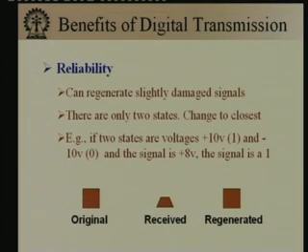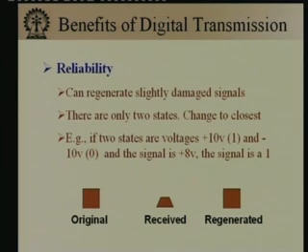So, let us look at this regeneration of digital signals once more. We say that it is reliable because it can regenerate slightly damaged signals. Since there are only two states, for example, this is the original signal which is a square kind of thing, which is grossly distorted as it is received. This has become weaker in strength, and the shape has also been deformed, but we can regenerate it, since we know that the original shape of the signal must have been a square one. So, we regenerate it as a square one.